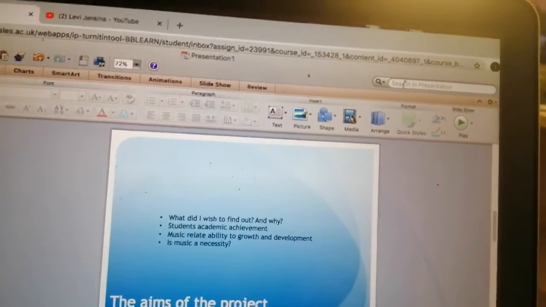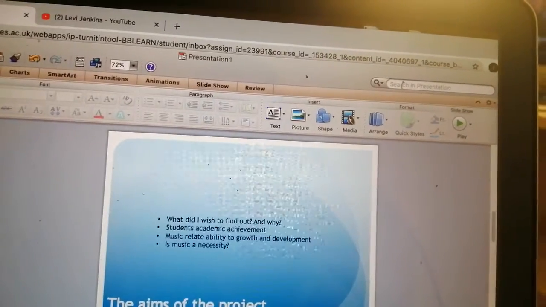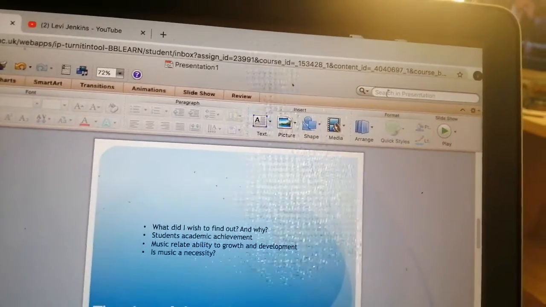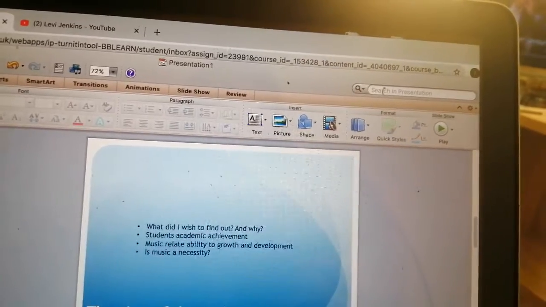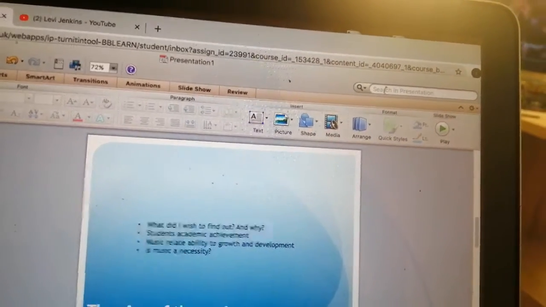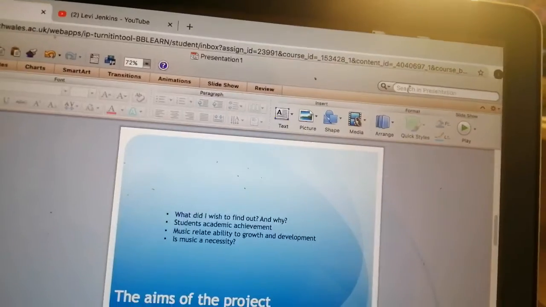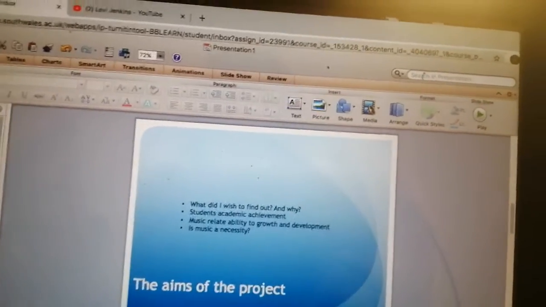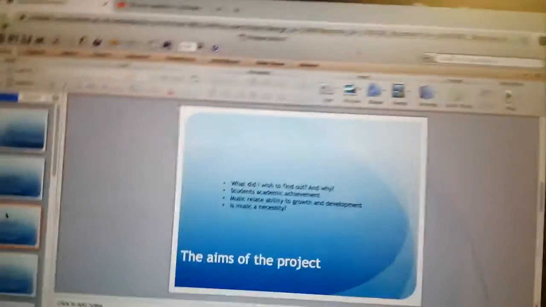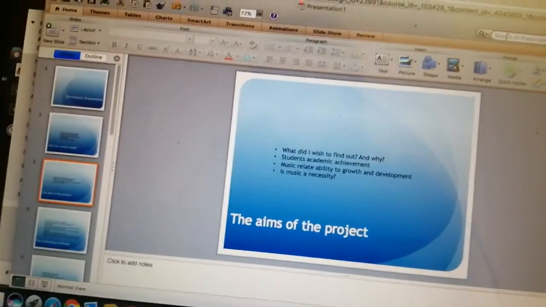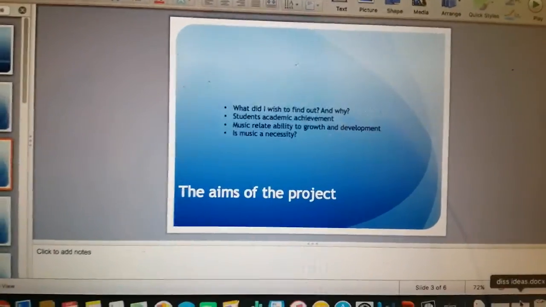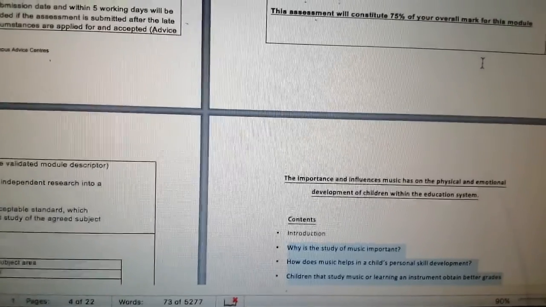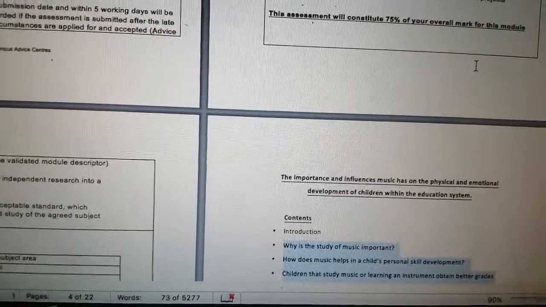I also wanted to look at if they were showing a development in other skills such as learning ability, memory, language capability, and so forth. By putting all this together, it kind of formed the title of my essay and came with me what I wanted to know, which was, as you see, the importance and influence music has on the physical and emotional development of children within the education system.